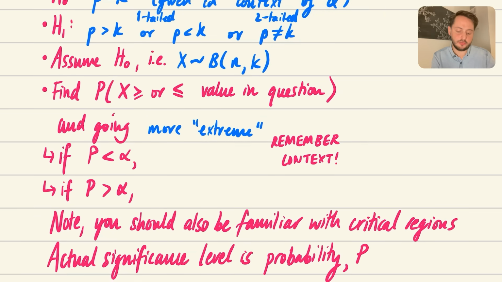If the probability that you've just worked out is less than alpha, less than the significance level, then you reject H0, meaning that you think it's quite rare to have happened, and so we do think that the probability is different from what the question suggests. If the probability is greater than alpha, it's just saying that there's a chance that could have happened randomly anyway, so there is no evidence to reject H0.